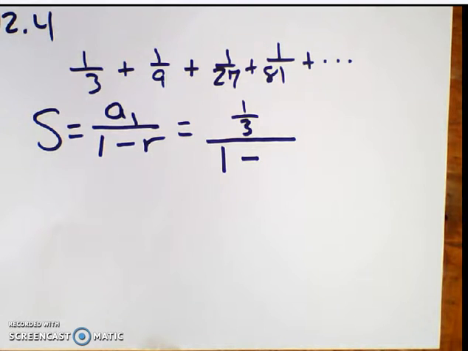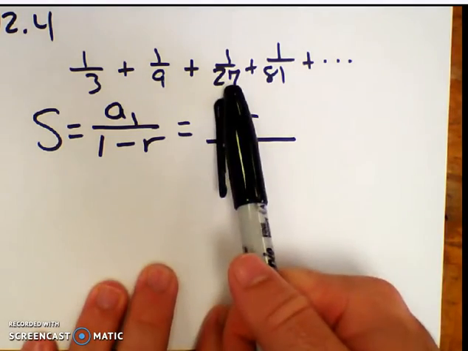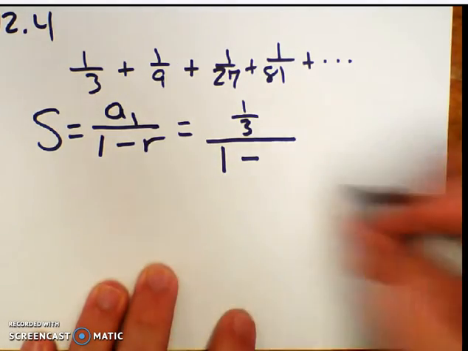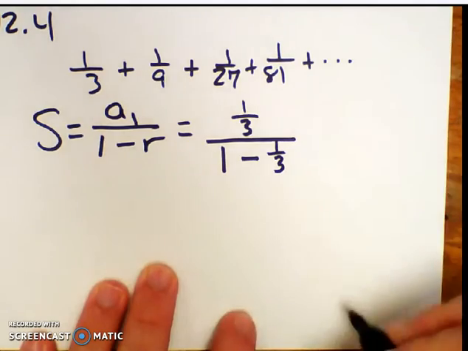1/9 divided by 1/3 is what? Should get you 1/3. Same thing here. 1/27 divided by 1/9 is also 1/3. So my ratio is 1/3.